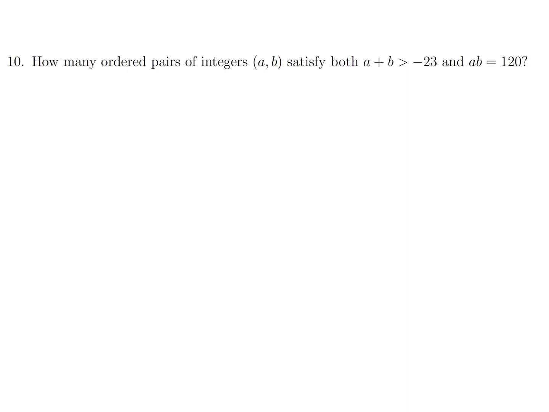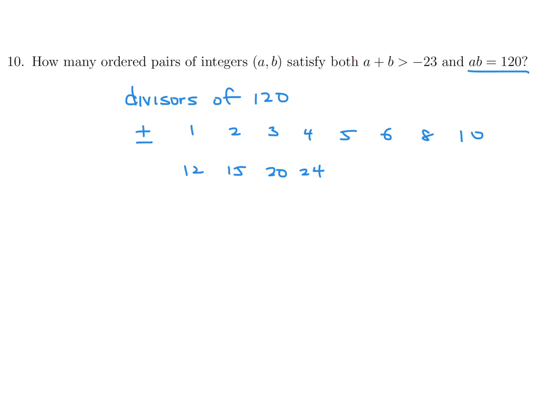How many ordered pairs of integers a, b satisfy both a plus b is greater than minus 23 and a times b is 120? All right, so this one is what I'll look at first. If a times b is 120, let me list out the divisors of 120. There's a lot of them. And it's always going to be plus or minus. So plus or minus 1, 2, 3, 4, 5, 6, 8, 10, 12, 15, 20, 24, 30, 40, 60, and 120.